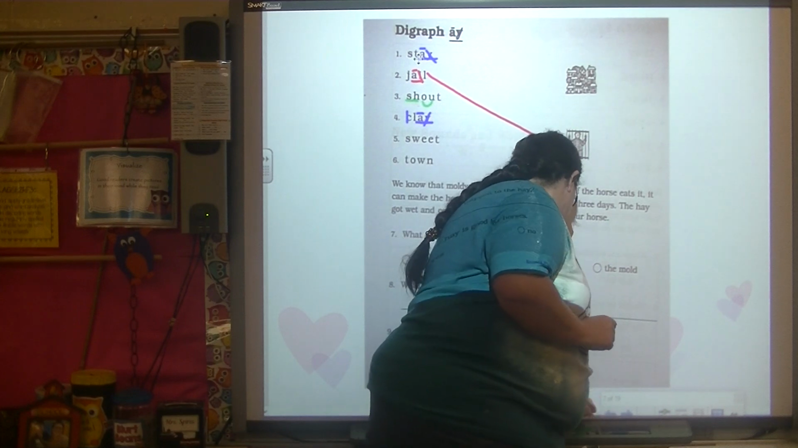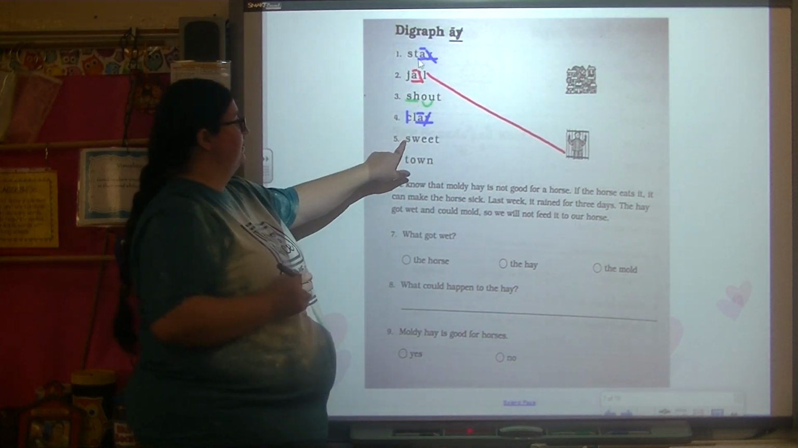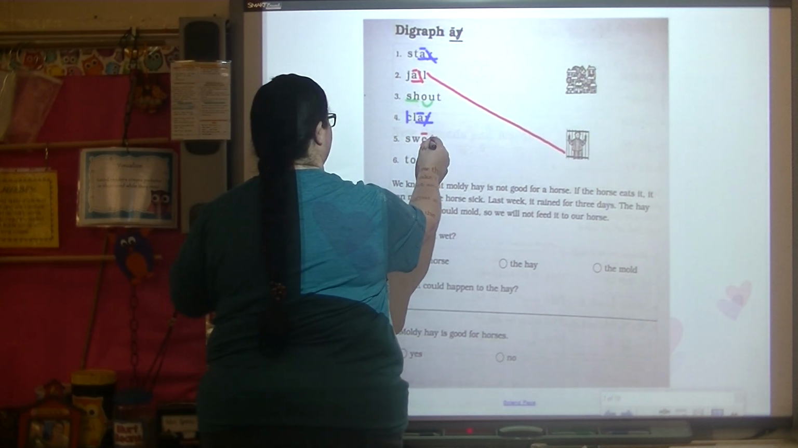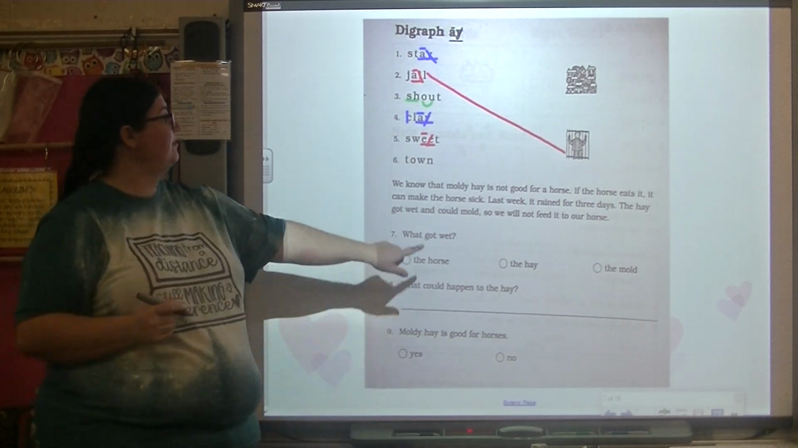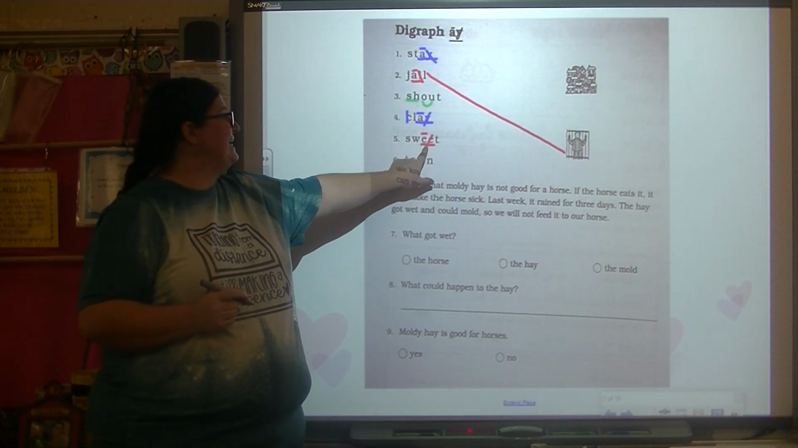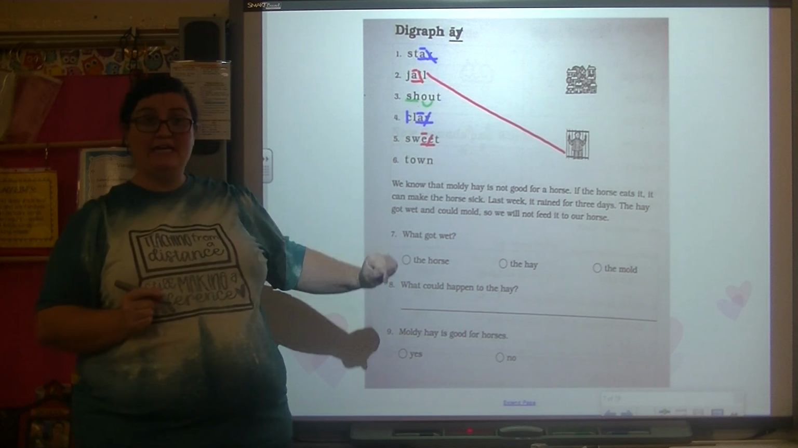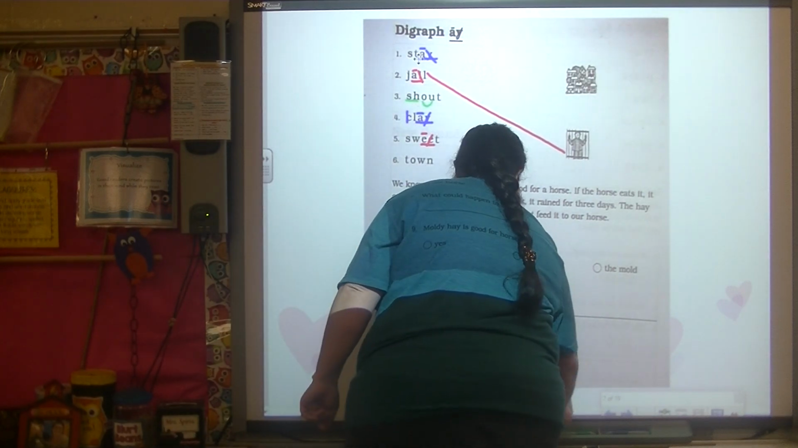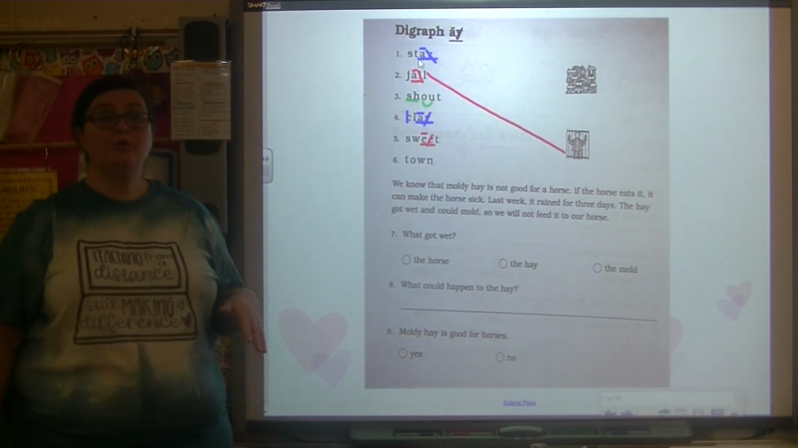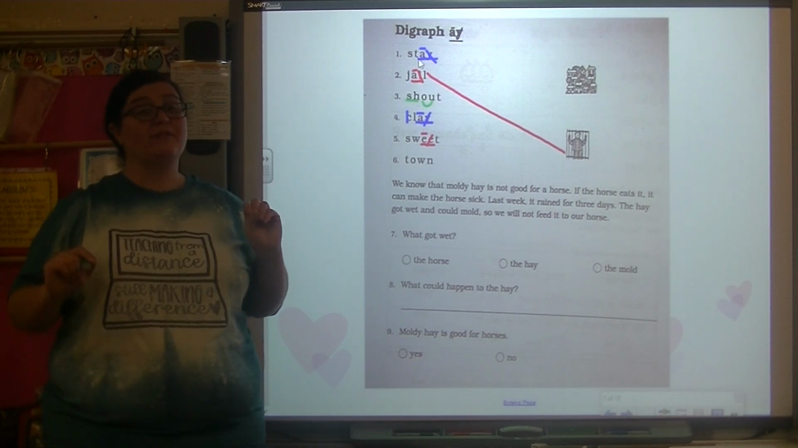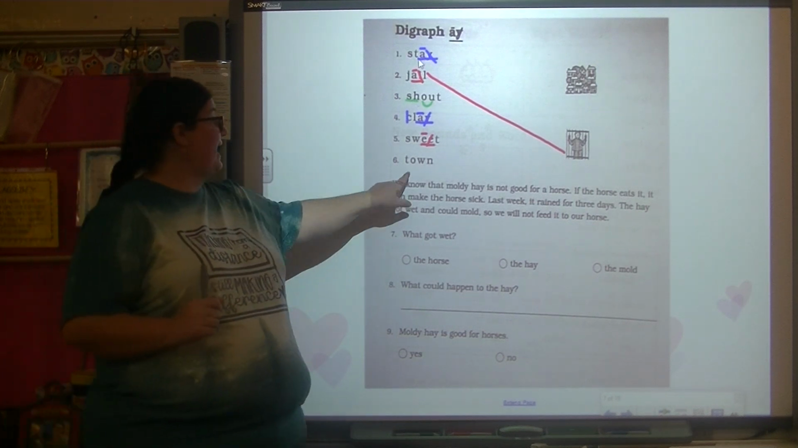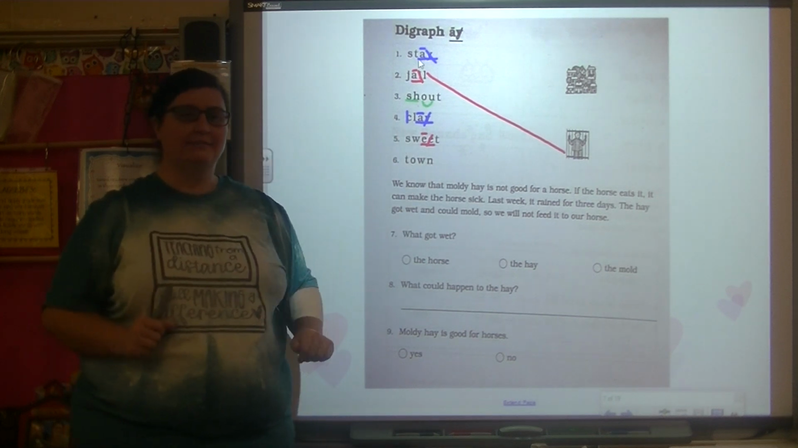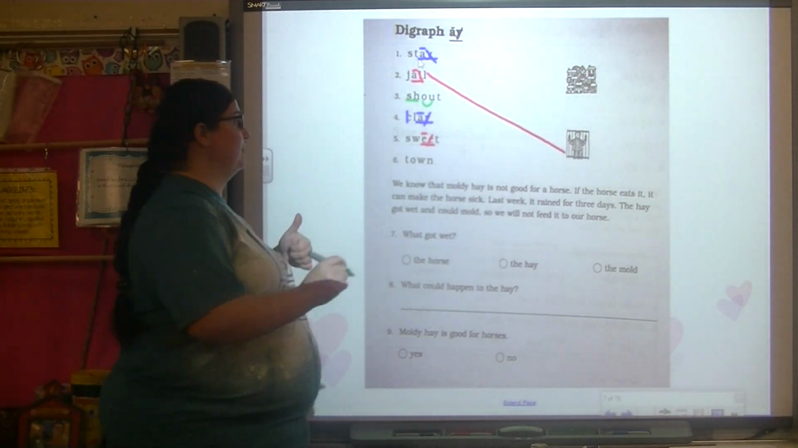Number 5. EE is a digraph. Sound it out. Sweet. Sweet. And number 6. OW. We have to decide which sound. Let's start with the diphthong. Let's do the ow. Town. Does it make sense? Yes, it does. So we need the arc.